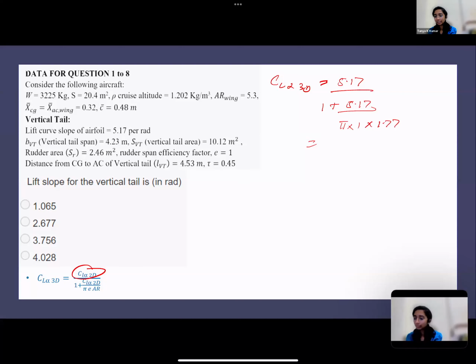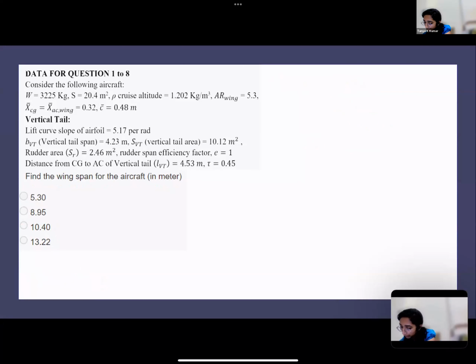With 2.67, yes, thank you. So it's 2.67. And since everything is in per radians already, since we don't have to change any degree, it is already in radians. Okay, in per radians. Lift curve slope should be in per radians. This is the mistake. It should be in per radians, and it is 2.67. Thank you. Okay. Next question.